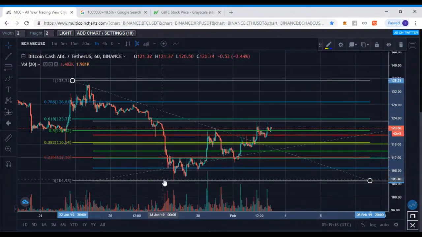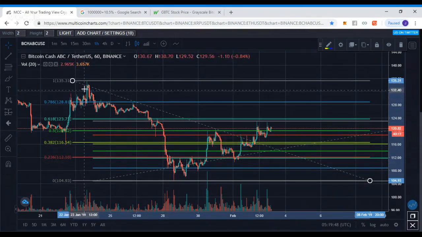So we got swing high to swing low, and the swing high on this move is the January 23rd high of $135.28, and then a swing low of January 28th, $104.87. Now, so far, these are very nice signs going to the upside with Bitcoin Cash ABC.